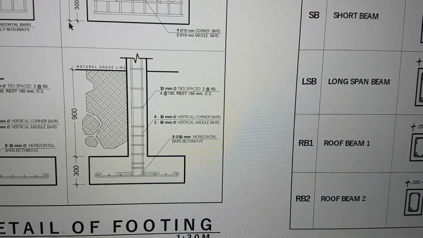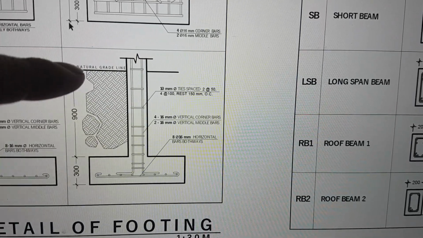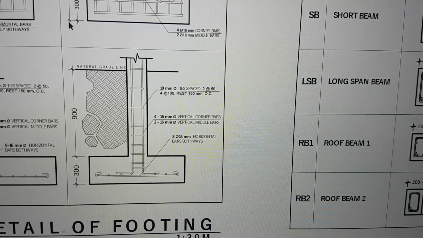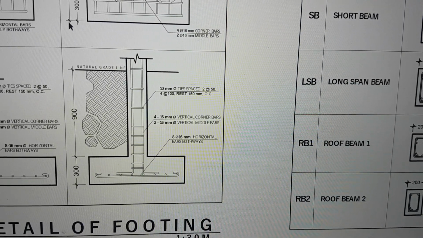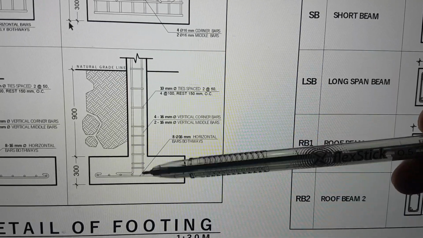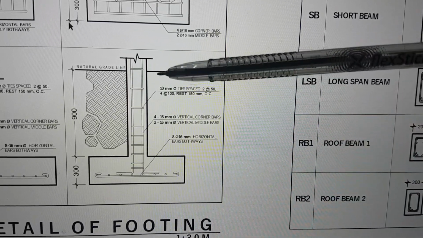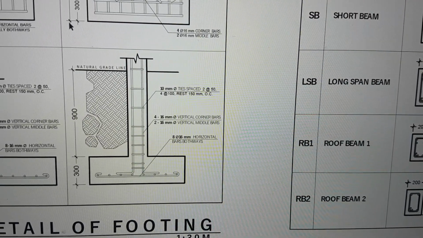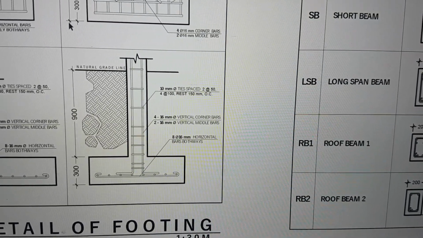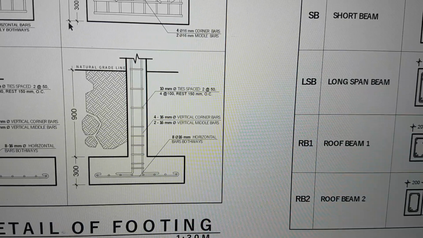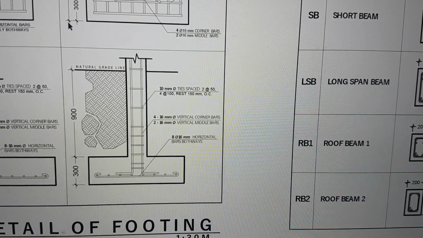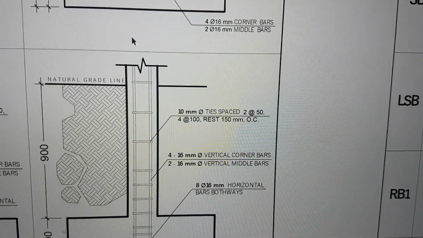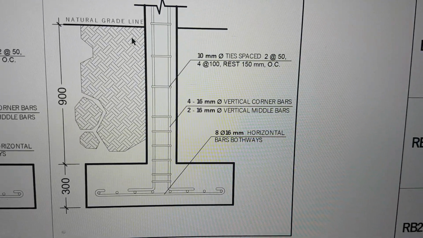We're just going to focus first on the column below our natural grade line, because if we do the construction, it would be from the footing, column, grade beam, slab, then the column for the first floor. So that would be the arrangement during construction. Right now we're just going to consider the column below the natural grade line.